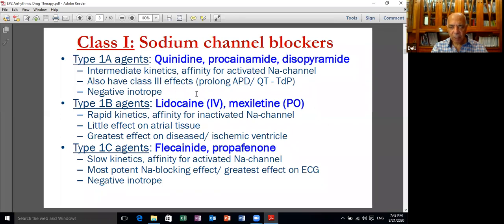That's why we were using lidocaine immensely in the initial stages of myocardial infarction, and to a lesser extent we were using mexiletine. And we will detail that later in this lecture. The most important group among the class 1 antiarrhythmic drugs is 1C, which contains flecainide and propafenone. They have slow kinetics, which means that the detachment from the channel is impaired or slow, so they are very powerful drugs. They are the most important sodium blocking agents we have. Unfortunately, they have a negative inotropic effect.